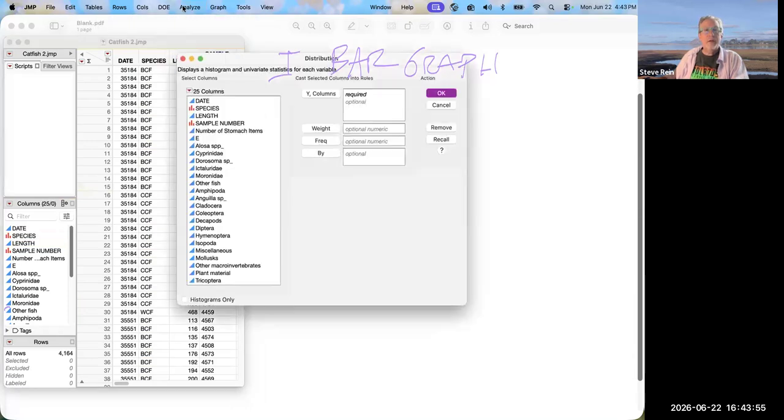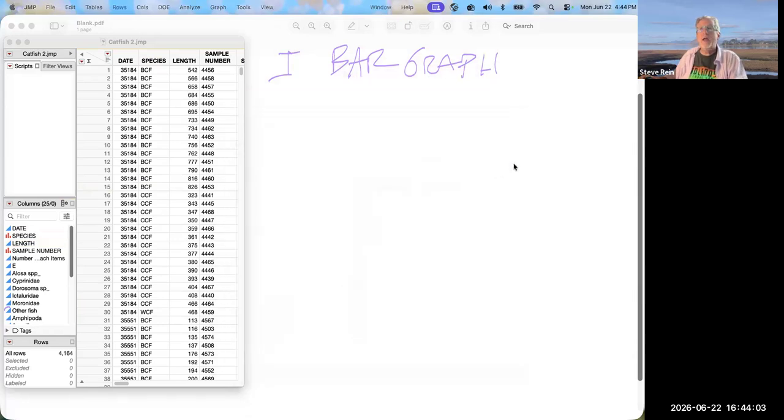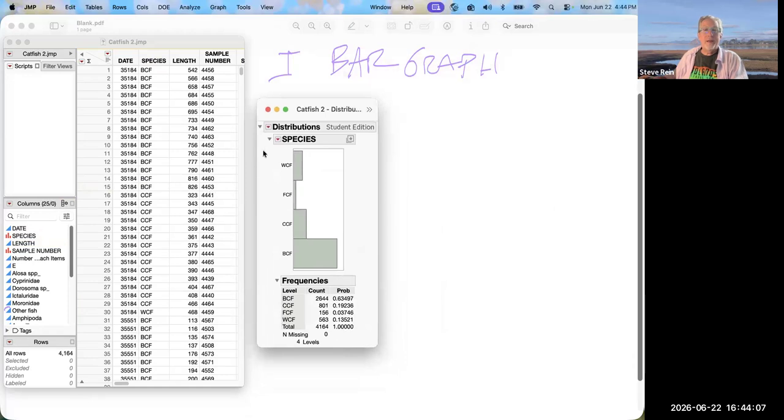Analyze the distribution. Literally, analyze distribution of what? Of the species. What are the species that I have and how often do I see each kind? It sometimes appears in the wrong window and I drag it back into the right window. I think this is laid out in a vertical format. JMP by default will lay some of the graphs out in a vertical format. I don't love that. The more traditional way to do this would be to have it horizontal.